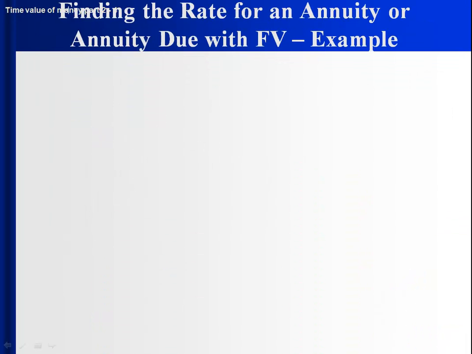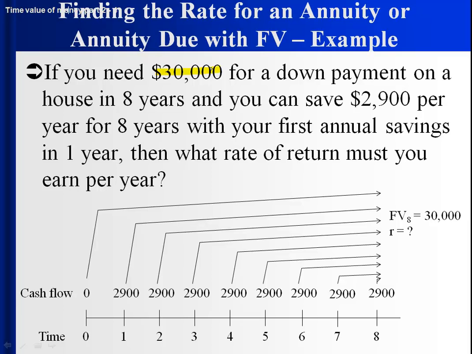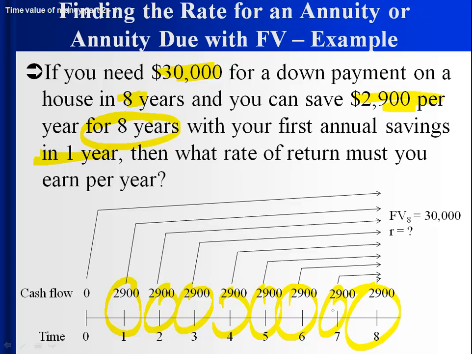So let's take a look at a few examples. Down payment of $30,000, and you want it in 8 years, and you can save $2,900 per year for 8 years. So you know you're going to be making 8 savings payments. We haven't established when they're going to start, but now we know your first is in a year. So first, second, third, fourth, fifth, sixth, seventh, eighth. So as soon as you give them $2,900 in 8 years, you want $30,000 back from the bank. What rate of return must you earn?